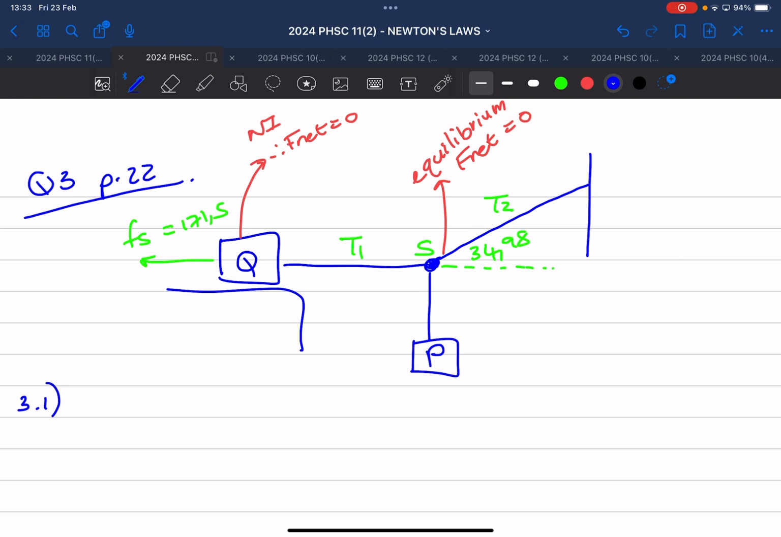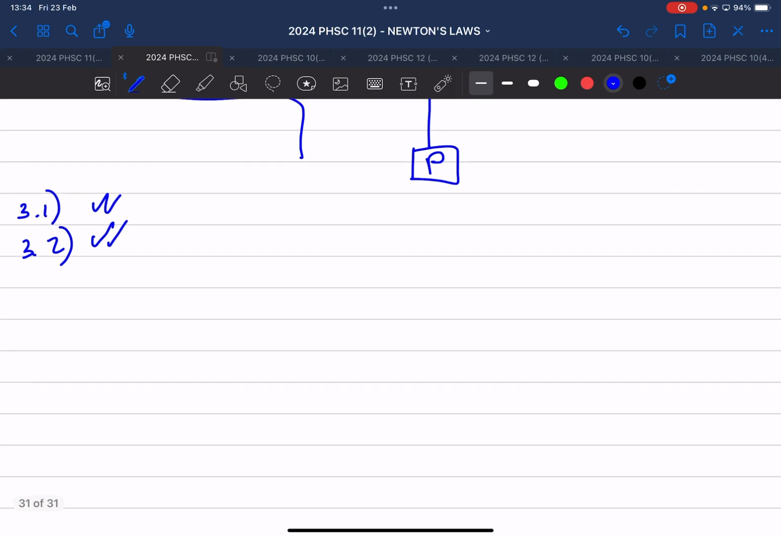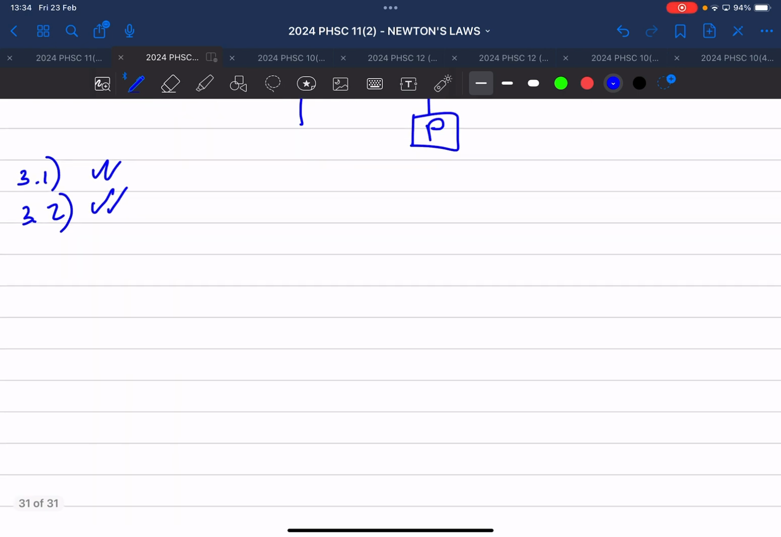Then 3.2, what is normal force? Yes. Okay, I've already told you at least 30% of your question paper is definitions. So go study your definitions. All right, there is about at least one, maybe two definitions per question. So that's 4 marks per question that you know is theory.